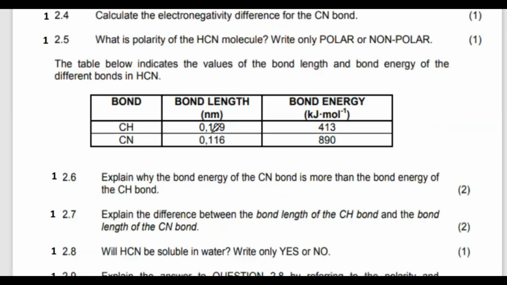What is the polarity of the hydrogen cyanide molecule?